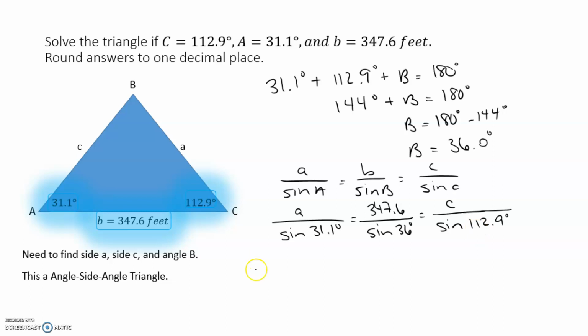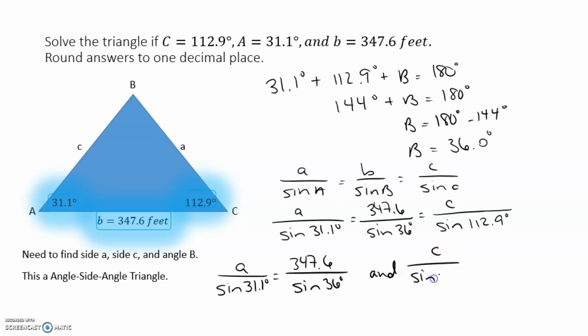I will have A over sine of 31.1 is equal to 347.6 over sine of 36, and C over sine of 112.9 is equal to 347.6 all over sine of 36.